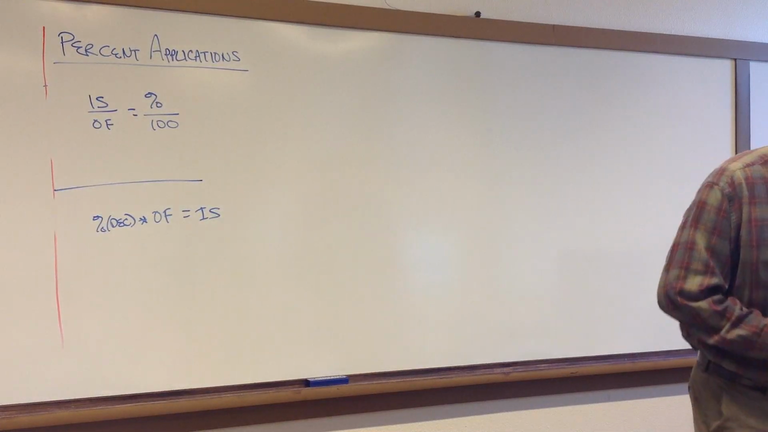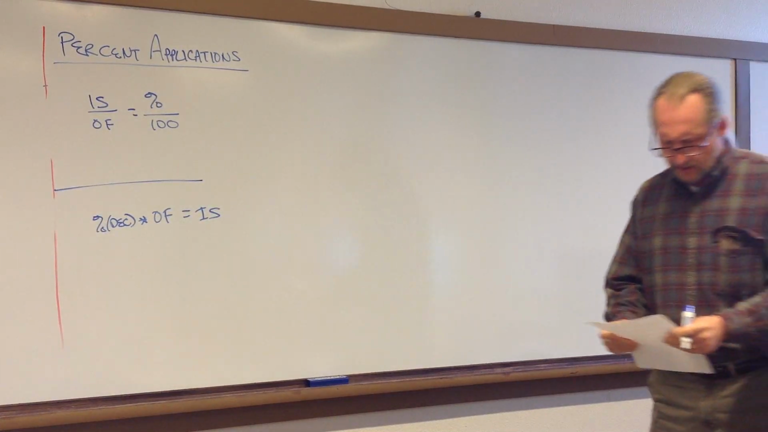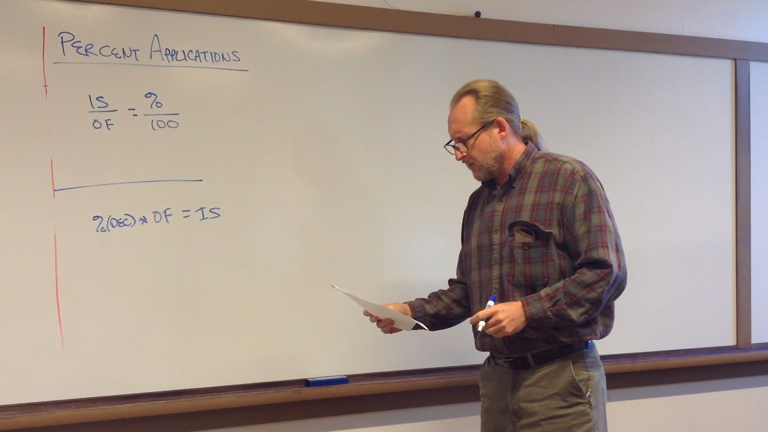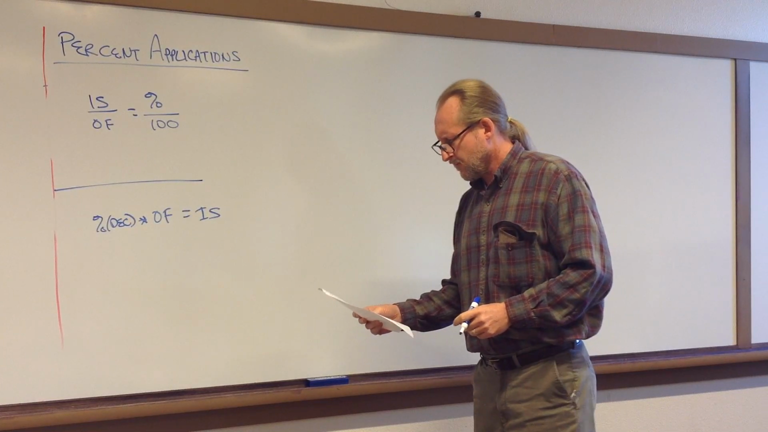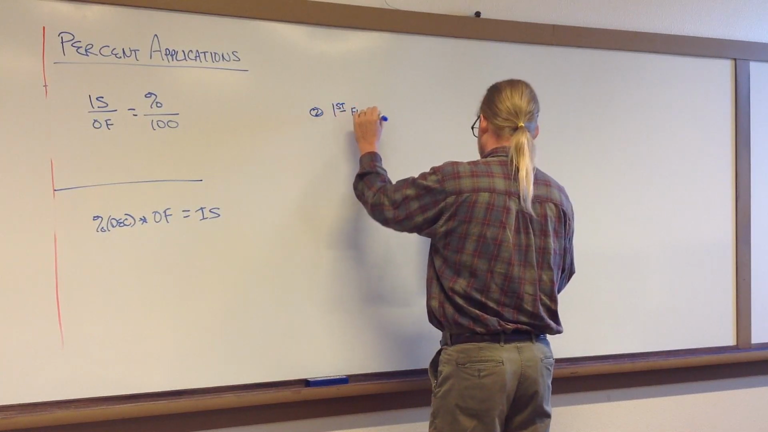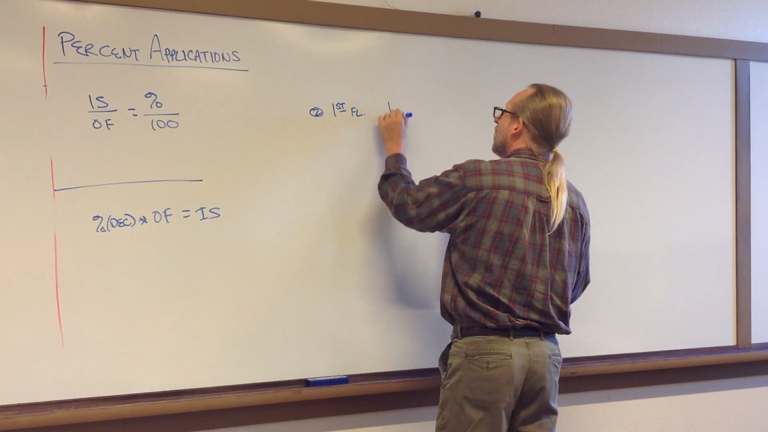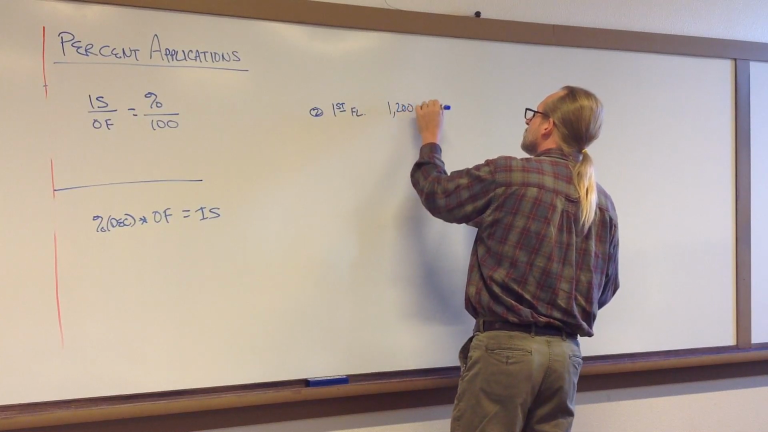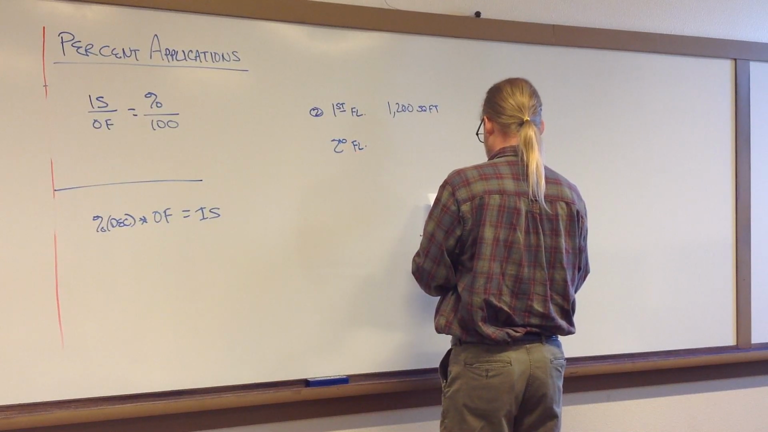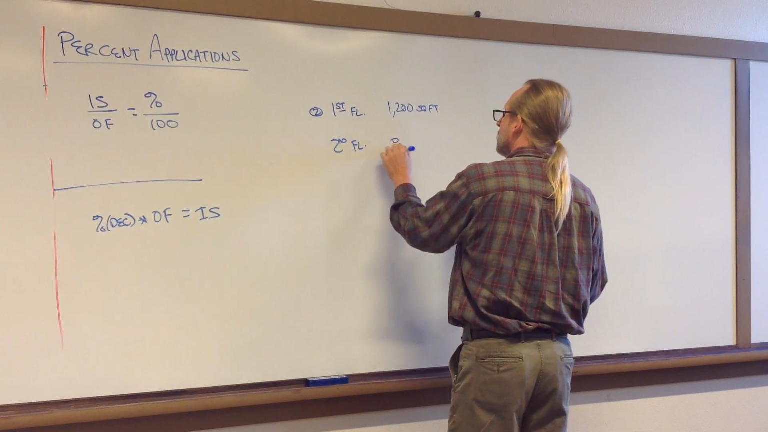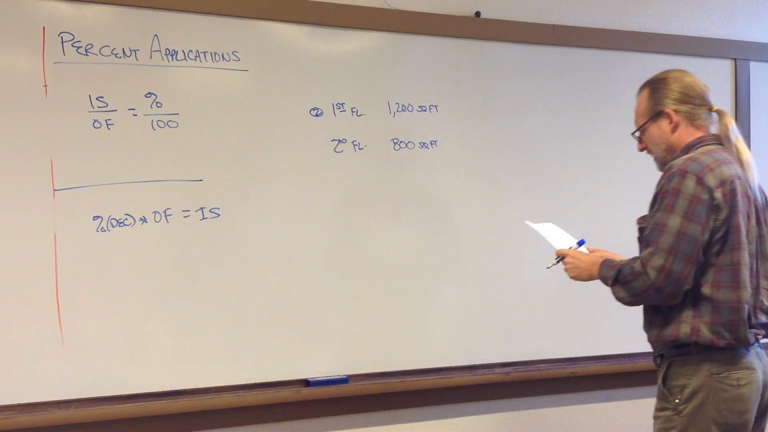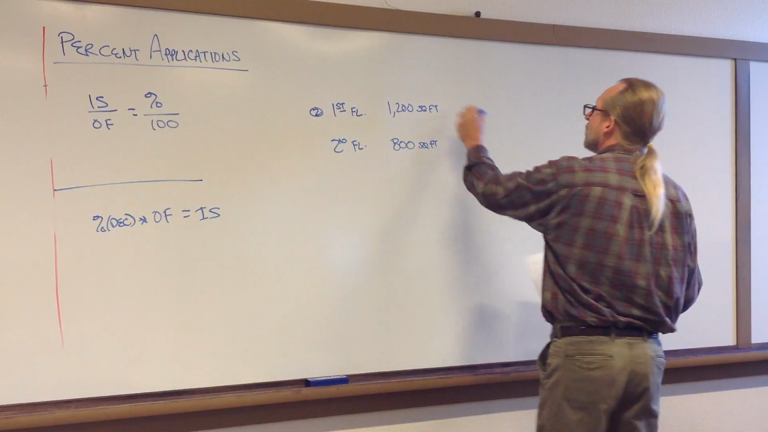Problem 2 says a house has 1,200 square feet on the first floor and 800 square feet on the second floor. Let me write this down. First floor, 1,200 square feet. Second floor, 800 square feet. What percentage of the square footage of the house is on the first floor?